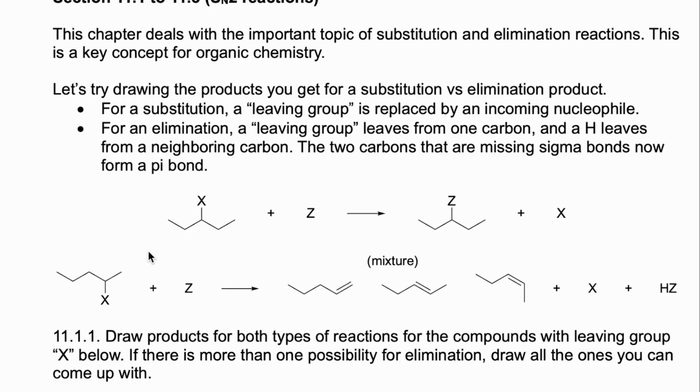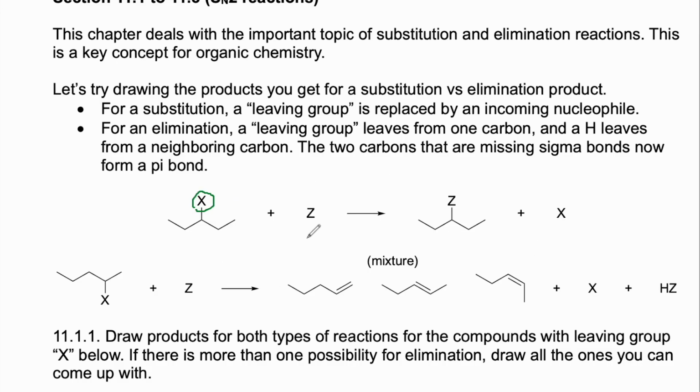So Chapter 11 has to do with substitution and elimination reactions, and these are a very important topic, definitely one that we are expected to cover in first year organic chemistry. For both of these reactions, we have a leaving group, a lot of times represented by X. But there's two different types of products that result.